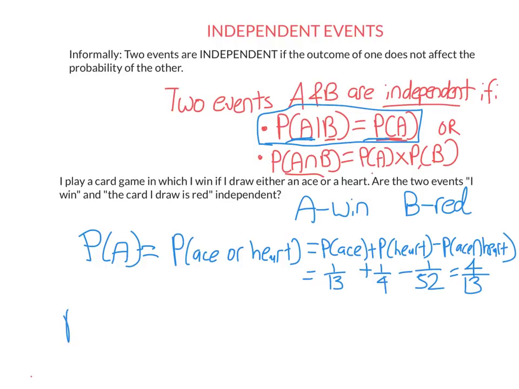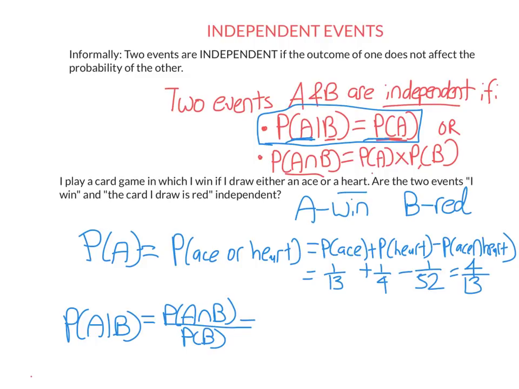So what is the probability of A given B? Well, we went through this formula before. It is the probability of A and B over the probability of B. So probability of A and B, what's the probability I win and the card is red? So what is the probability that I pick a heart or a red ace?